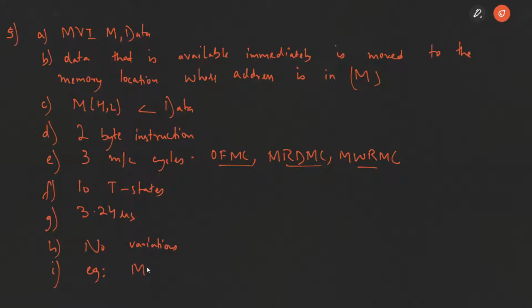Example is, we can move this data 55H. Where is this data going? This is going to the memory location whose address is in the HL register pair, or whose address is in M. Fine. HL register pair is referred to by M in the 8085 microprocessor in the instruction format. No flags again. No flags are affected.